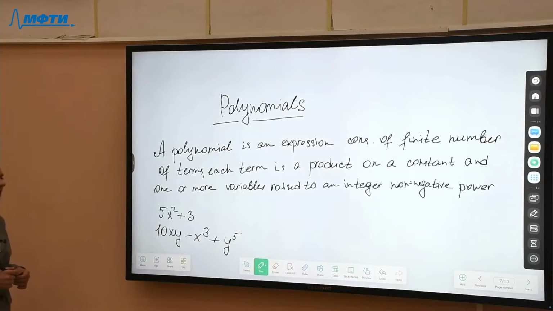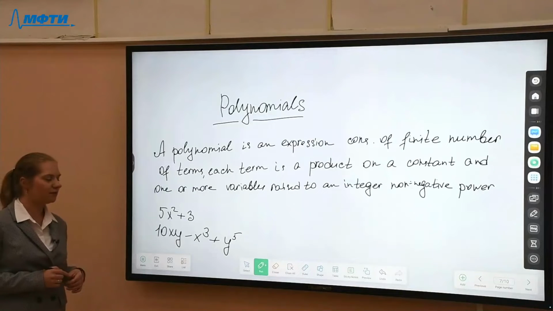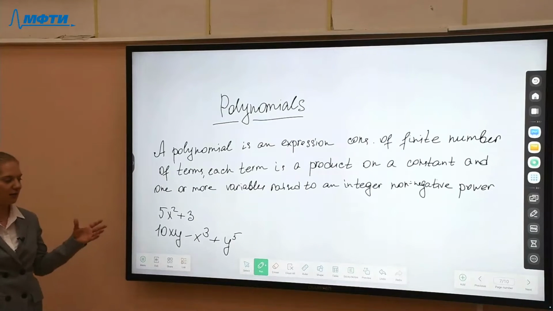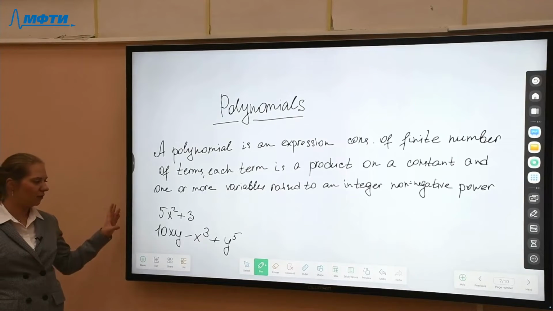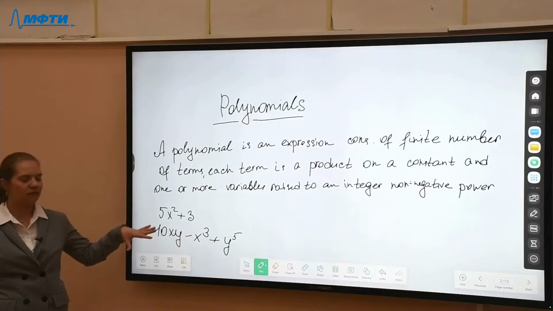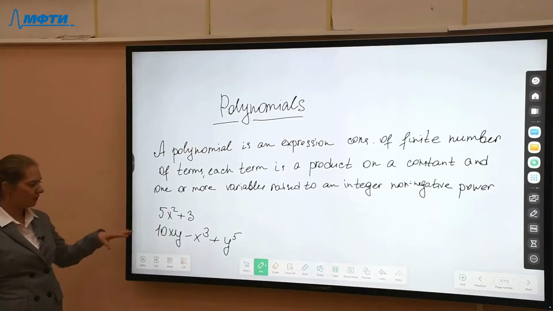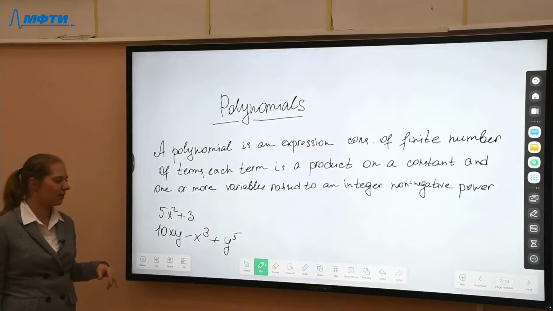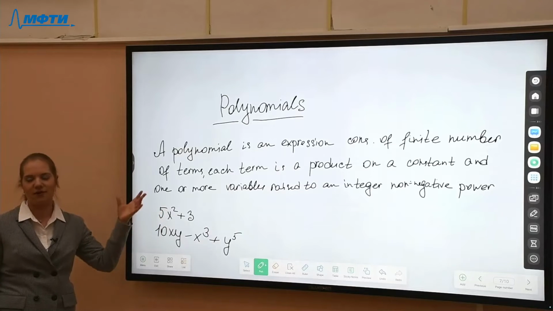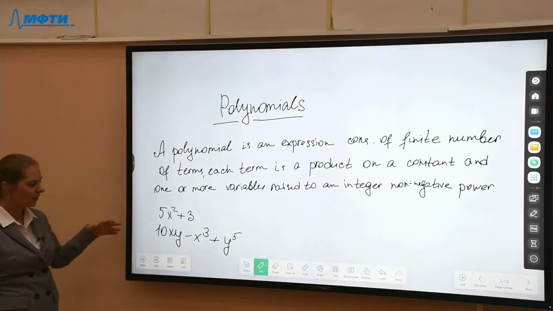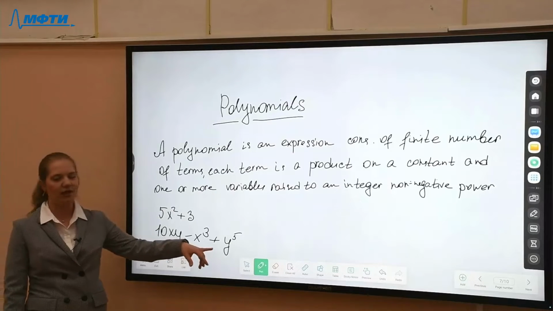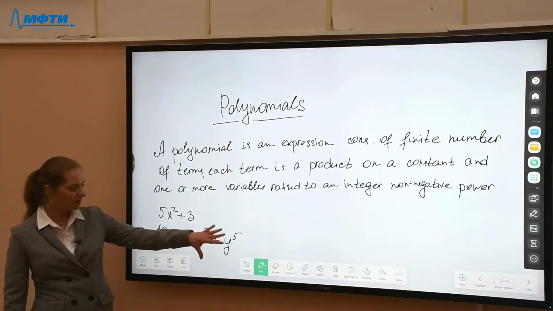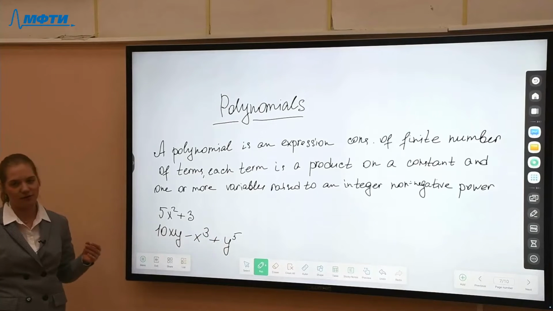We can introduce the concept of degree, and we say that the degree of a polynomial is the maximal power of the terms. For example, here we have x squared, so the maximal power is 2, so the degree of this polynomial is also 2. Here, the powers of the terms are 2, then 3 and 5. So the degree of the polynomial is 5, and so on.